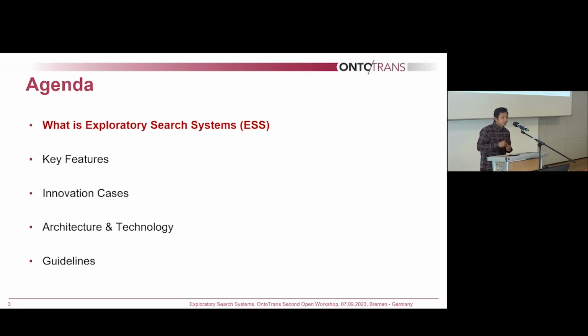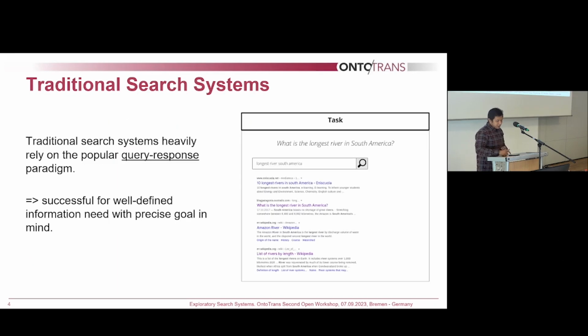Also, we look into the innovation cases that are being developed for showcasing how this ESS, or exploratory search system, can be used. Afterward, we will look a bit, not too much, at the architecture and technology that we are using to develop this system. And the last one, in case you're already interested and want to try it out, we also provide guidelines on how to set this up in your innovation case, for example. So let's start.